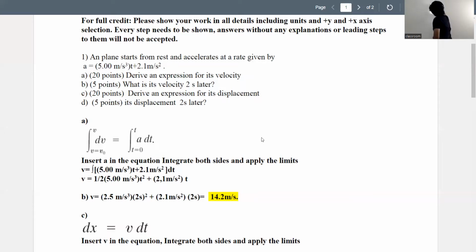There's t cubed. We can make a note that meters per second cubed times t is going to be meters per second squared once you multiply that t in with seconds. And that becomes 2.1 meters over second. So because your acceleration is not constant and it's an equation for t, then we're going to do the integral.